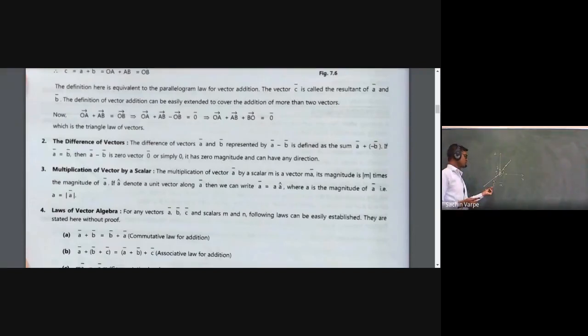Some of the books do not differentiate between these unit vectors and arbitrary vectors. They denote all vectors by bar, but some books say unit vectors are denoted by cap and normal vectors are denoted by bar.